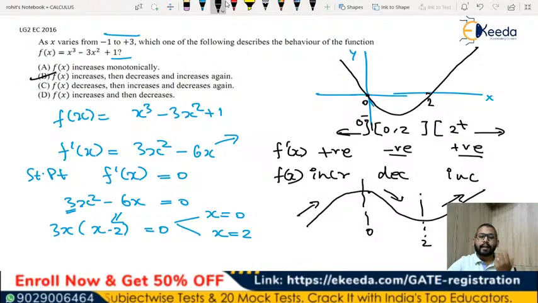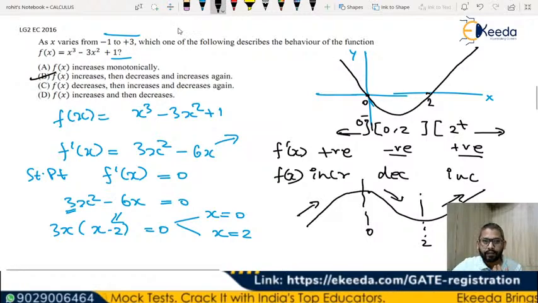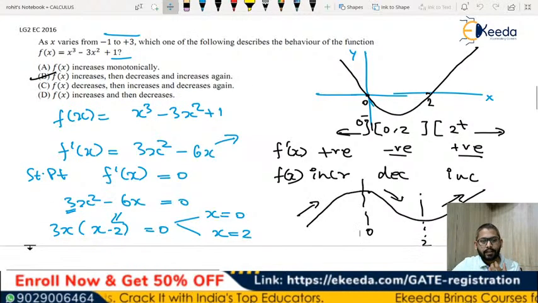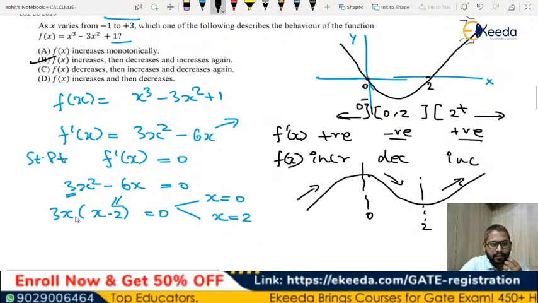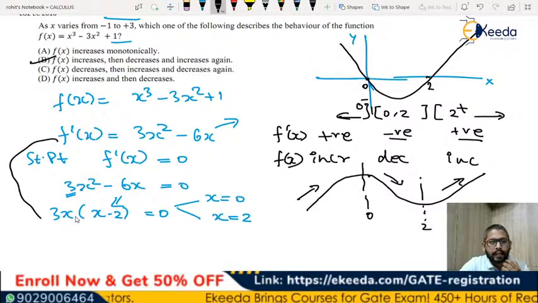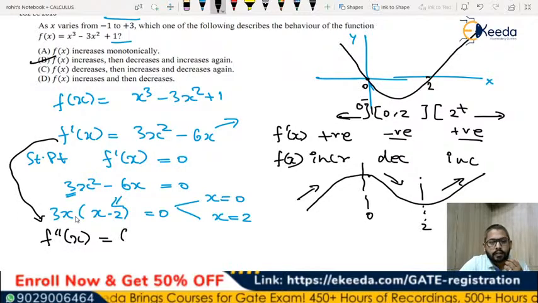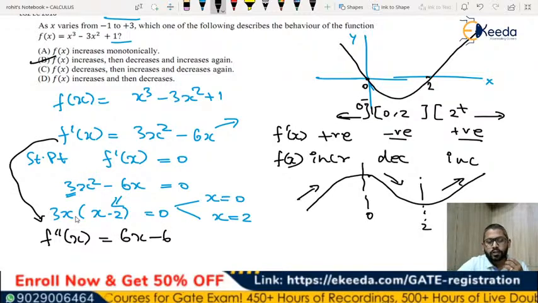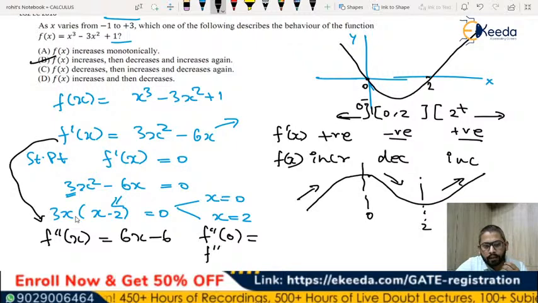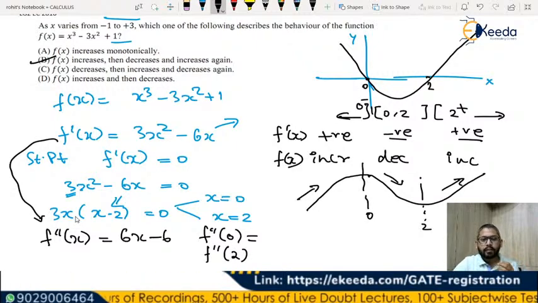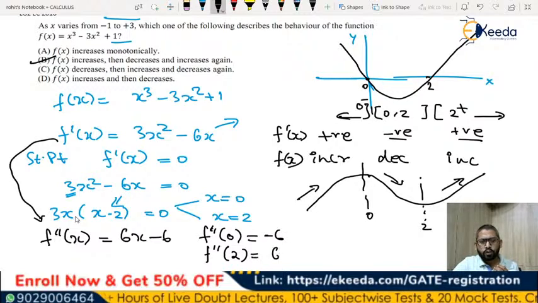If we were not doing it graphically, what would we have done? We could have gone for the second derivative. Mathematically, conventionally, if this is the first derivative, the second derivative is going to be 6x minus 6. So let's check f double dash at 0 and f double dash at 2. At 0 it is going to be minus 6, and at 2 it is going to be 6.